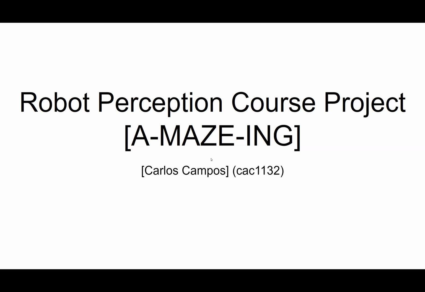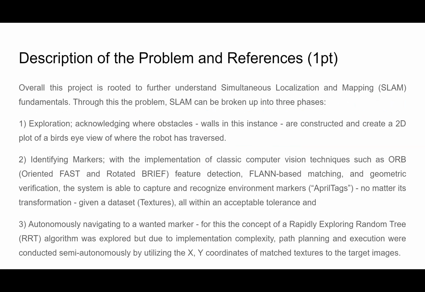I'm going to be going over my robot perception term course project. So just a quick description of the problem. Honestly, it's all rooted in the understanding and the fundamentals of SLAM, which is simultaneous localization and mapping. It's broken up into three major phases: exploration, identifying markers, and autonomously navigating to the wanted marker.